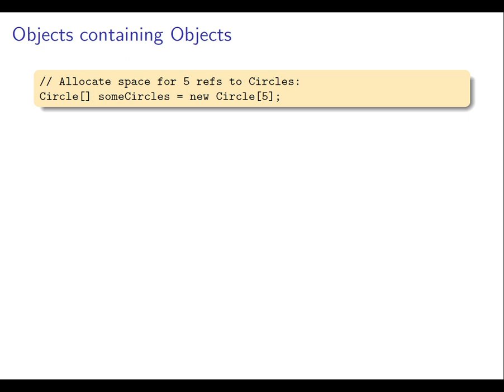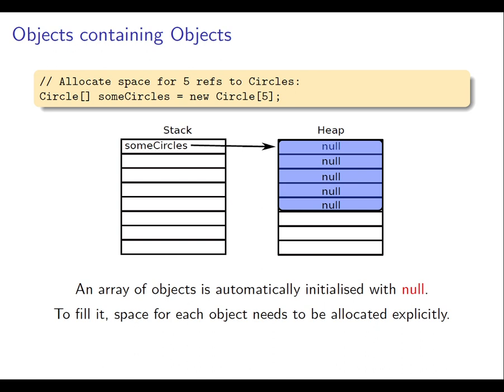Next, objects can contain other objects in a certain manner of speaking. One of the things we can do is we've talked about arrays and we've talked about objects, but I think we haven't yet talked about arrays of objects. Here we have an array of circles. It's going to be called someCircles, and it's going to be an array that contains space enough for 5 circles. You should think about it as looking a bit like this.